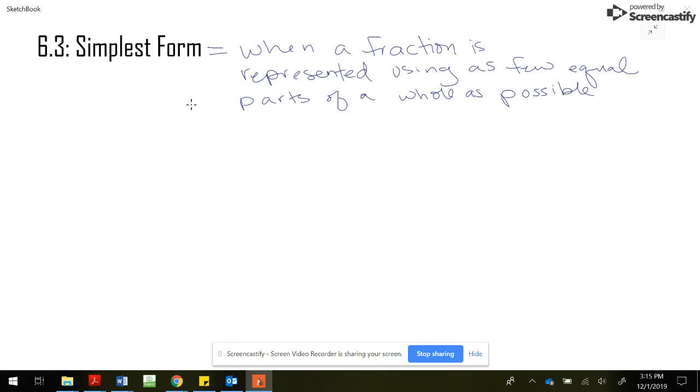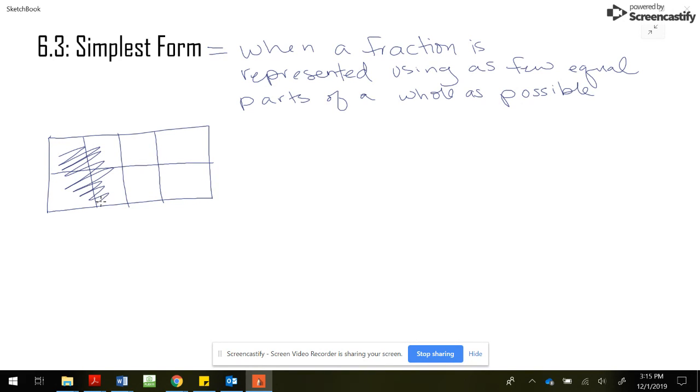Really what it's just saying is, if we remember something from the first few lessons, if I had 3 fourths, if I had my fourths, and I had this many shaded in, so I have 1, 2, 3, 4, 5, 6, 7, 8. I have 1, 2, 3, 4 of those 8s shaded in. Is there an easier way I could break this down? Is there an equivalent fraction that's maybe smaller?